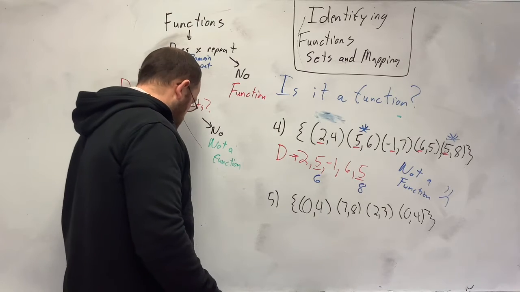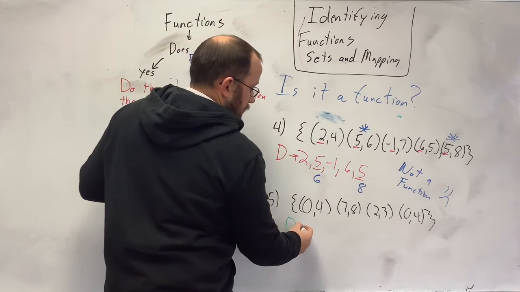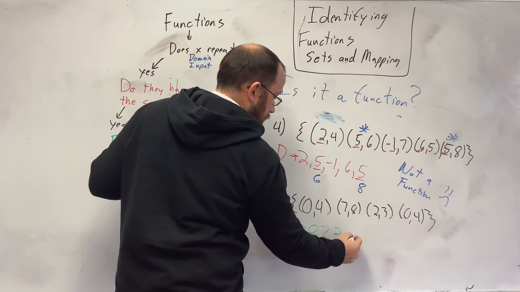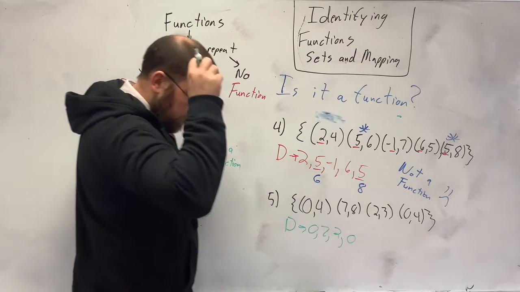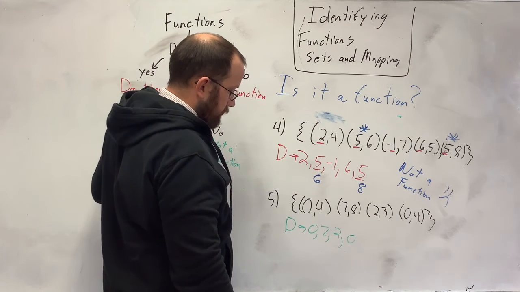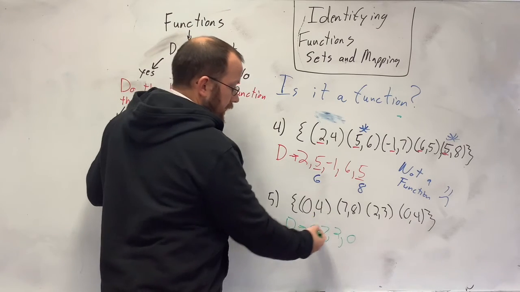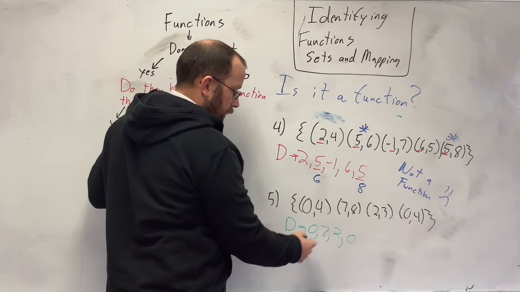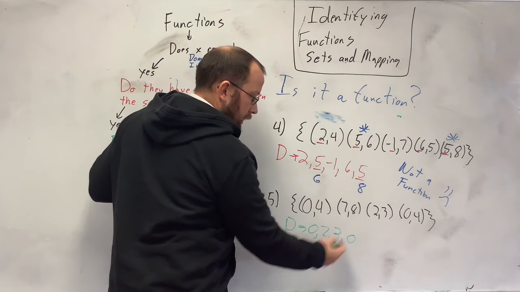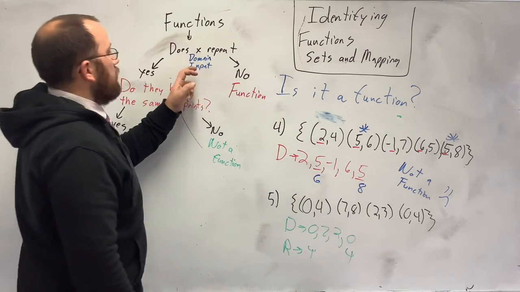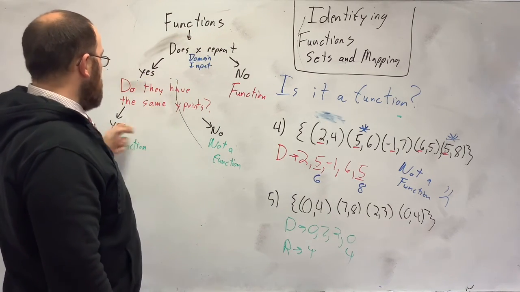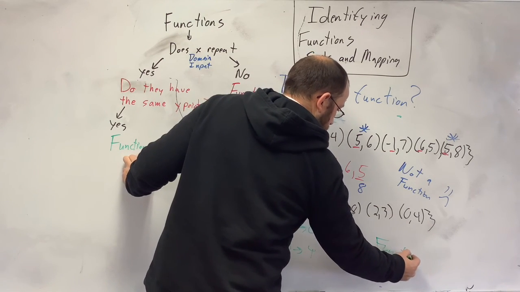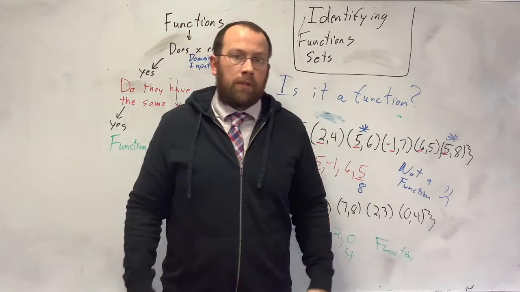Let's look at the bottom one. Our domain is 0, 7, 2, and 0. Do any of those repeat? Yes, the 0's do. Now, let's look at the range of the 0's. This is a 4, and this is a 4. So, do the x's repeat? Yes. Do they have the same y points? Yes. It's a function. I hope this helped. Good luck.